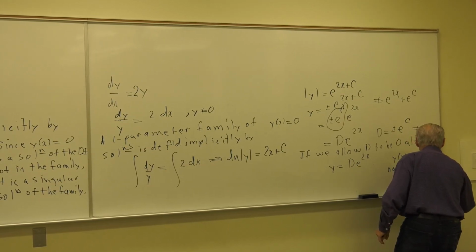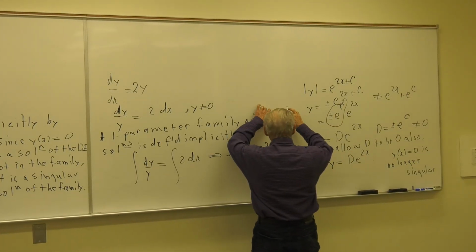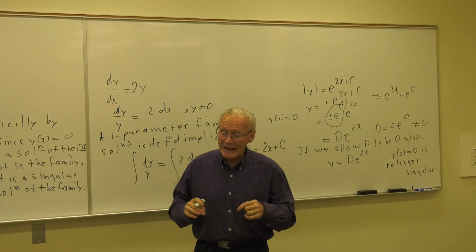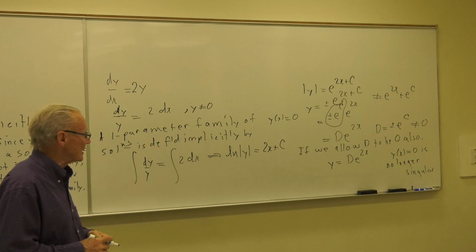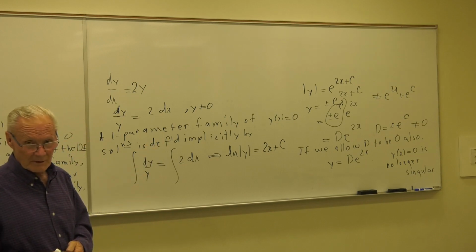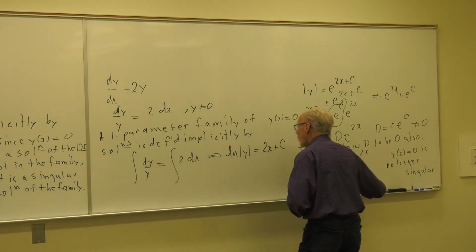And I would always ask that. When I get this family, and this guy's a solution, if he's not in, I would always ask, can I do something to get him in the family? And here the answer is yes. Simply allow d to be 0, as well as non-zero. So be aware of that idea. It can happen quite often.